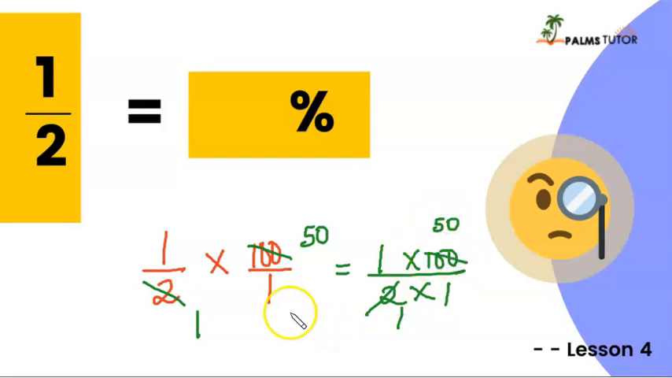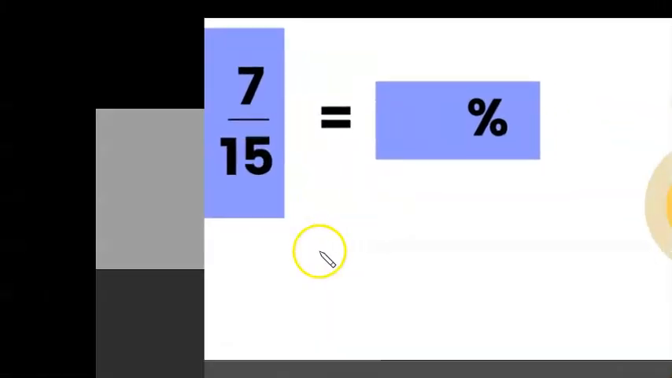We have the same answer. So we have 1 times 50, which is 50. So half means 50%. Halfway gone. Is 50 not half of 100? You see that? So, changing a fraction to a percentage, we simply multiply that fraction by 100.